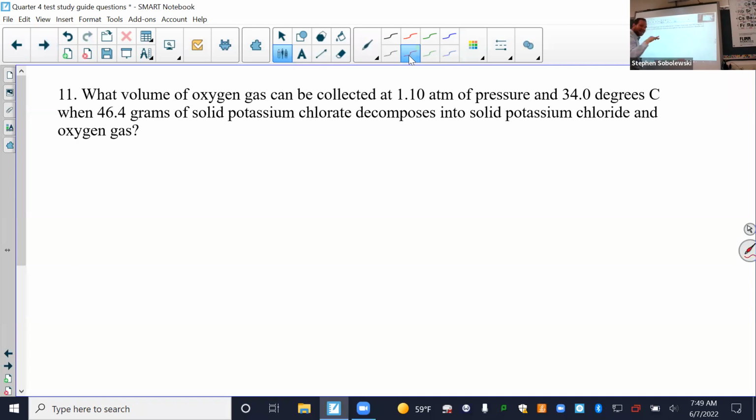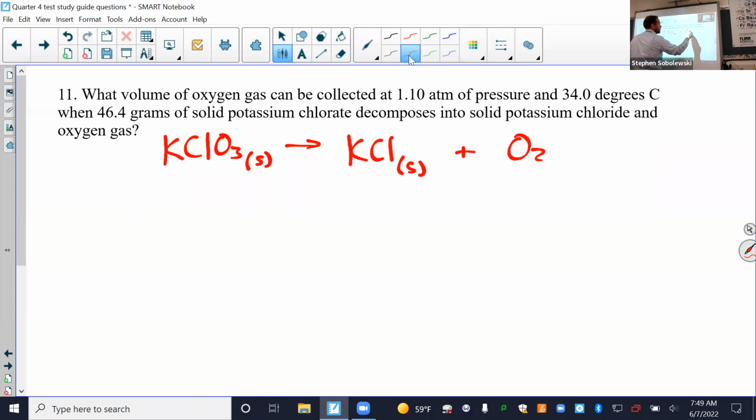So we're going to do stoichiometry first to find moles of oxygen gas. Then once we have moles of oxygen gas, we also have pressure and temperature of the oxygen gas, and remember, we always know R. We're going to use PV = nRT to solve for V. All right, so we start with a balanced equation. Potassium chlorate is KClO3, solid, decomposes into, so there's my yields, solid potassium chloride, KCl, plus oxygen gas. We've got to balance this out.